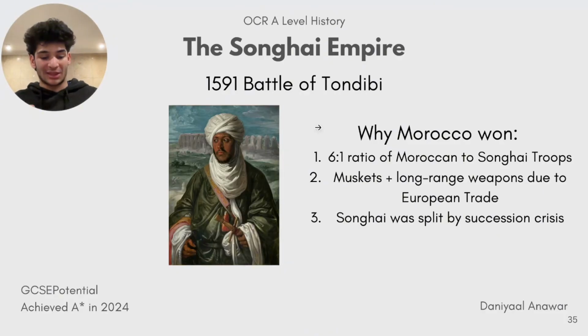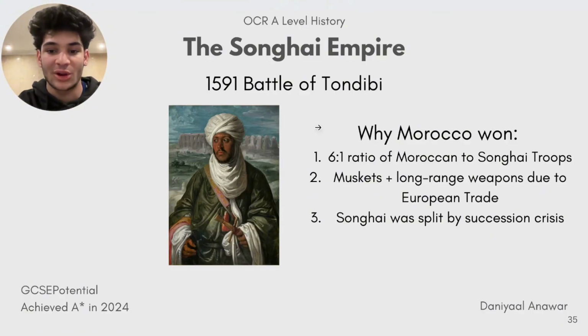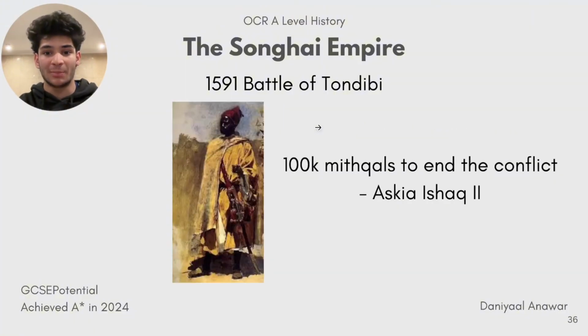Muskets and long-range weapons meant that they could sit back on the mountains and just spam the trigger, whereas the Songhai people, since they didn't really have weapons like that, had to charge in, which is obviously a bloodbath. And then finally, Songhai was split by the succession crisis, 1586 to 88, and also the 1530s and 40s. If you're split like that, it's very difficult to lead an army. And evidently, that was the collapse of the Songhai Empire.